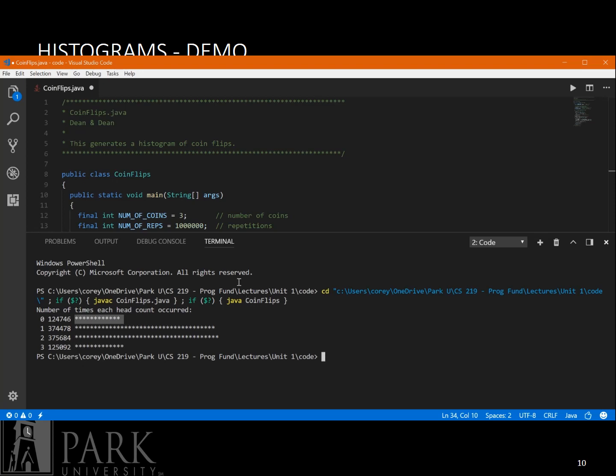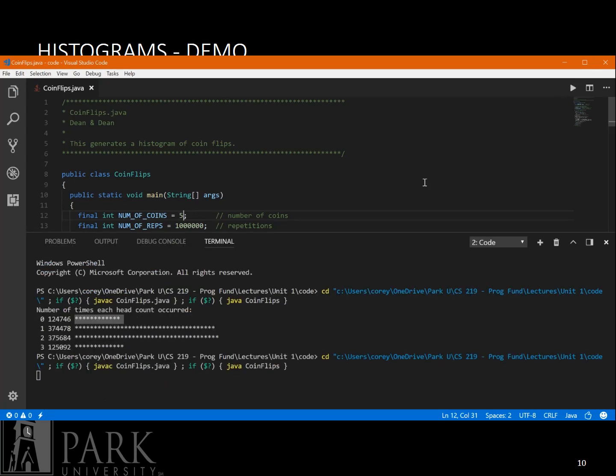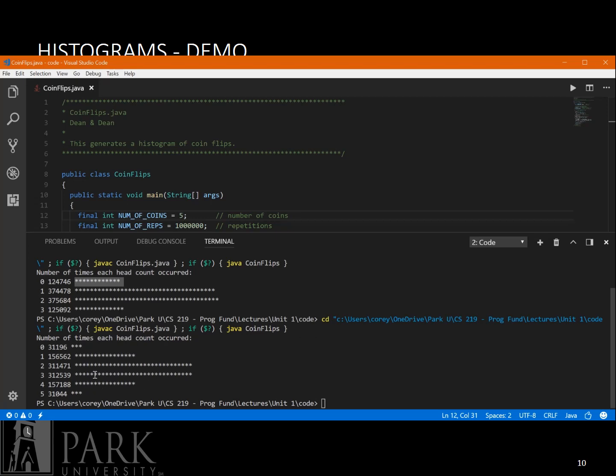So what happens if we change the number of coins? Well, let's take a look at that. Here we're going to say, you know what, let's flip 5 coins and see what the distribution looks like. So here you can see 0, here you can see 5, you can see it was really uncommon, and you can see this graph starts to show up. Okay, let's try it again.